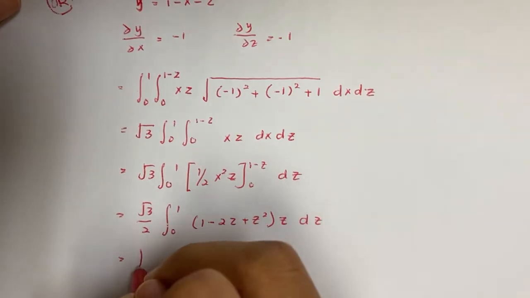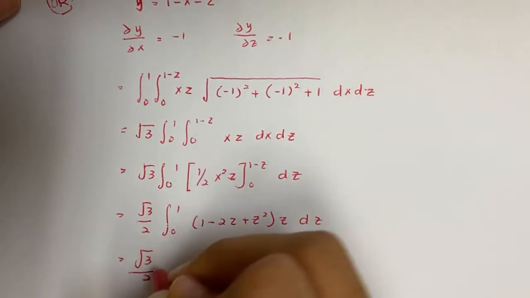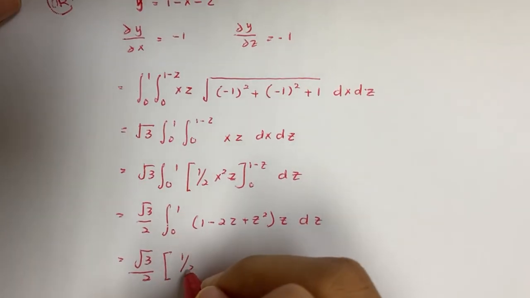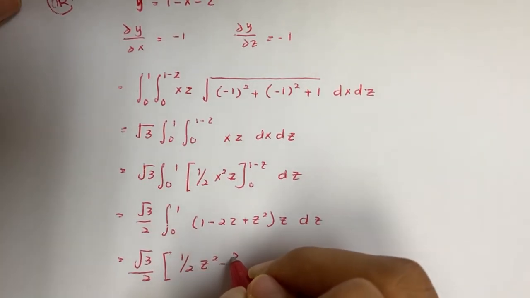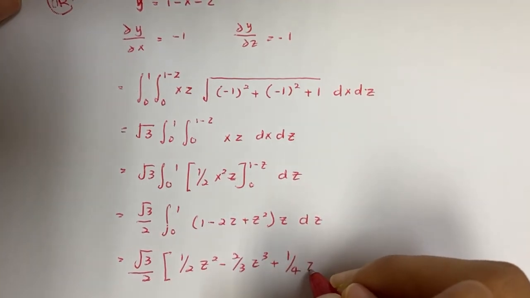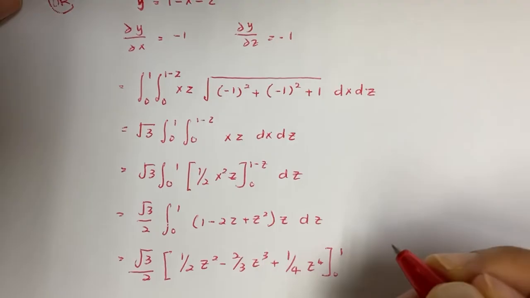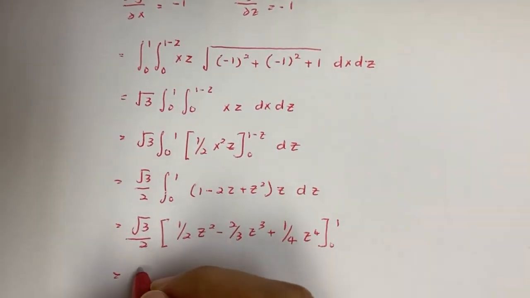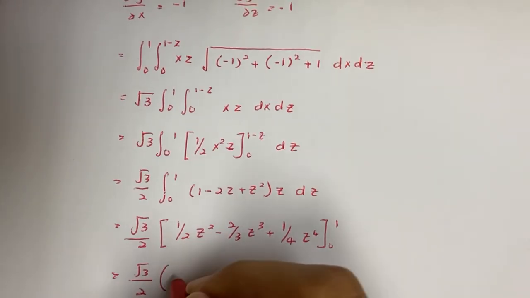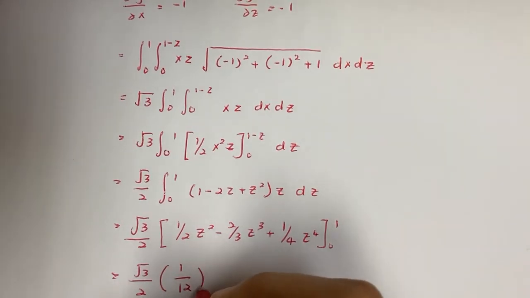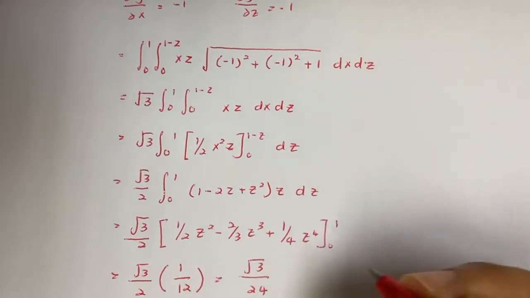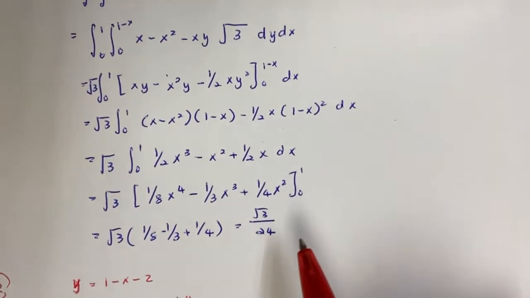And if you proceed with this, you have square root 3 over 2, times 1 over 2 z square minus 2 over 3 z cube plus 1 over 4 z to the power of 4, from 0 to 1. And when you substitute the values of 1 and 0, this is equal to 1 over 12, and the last answer is square root 3 over 24. The answer will be the same.